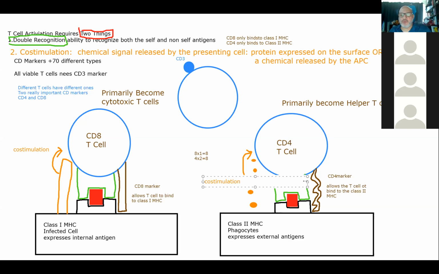Now, I'm showing both examples. By showing both examples, am I telling you that class 1 cells always have proteins and class 2 cells always release chemical signals? No, it's one or the other. Sometimes it'll be a released chemical signal. Sometimes it will be a protein that is expressed on the surface. So those can mix and match.